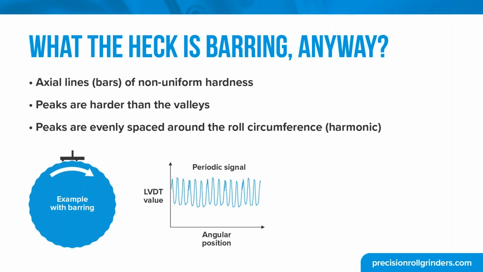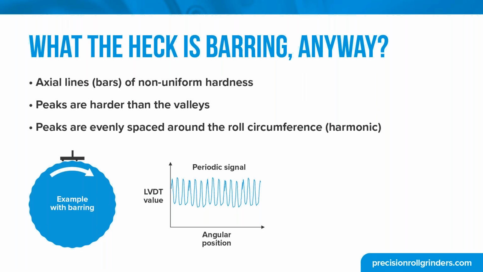Well, barring is axial lines, also called bars, of non-uniform hardness in the calendar roll surface. And this is a key fact here: the peaks are harder than the valleys. And that's really important because as the roll continues to wear, the valleys, because they're slightly softer, will wear more than the peaks. And so the peaks will get higher or the valleys will get lower.